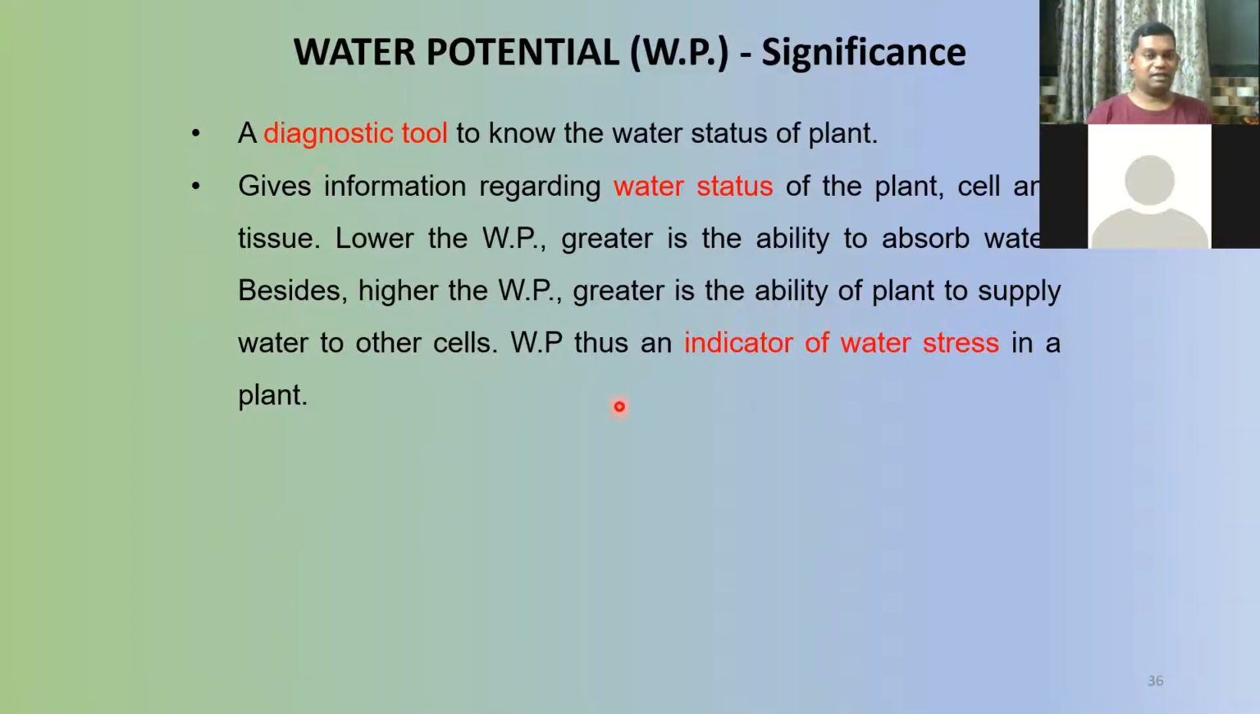That's why water potential is an indicator of water stress in a plant. How much is the stress level due to water? See, plants also face a lot of stress. Because what is the biggest challenge for plants? Wherever they start growing, that is where they have to grow for their entire life, in the environment then and there itself.